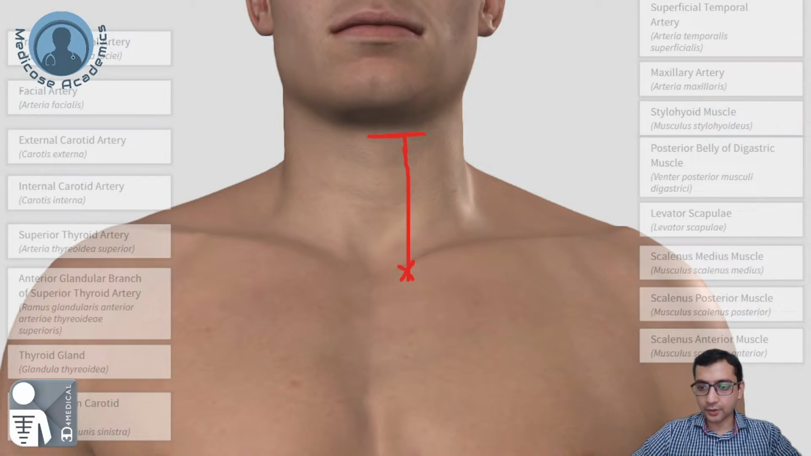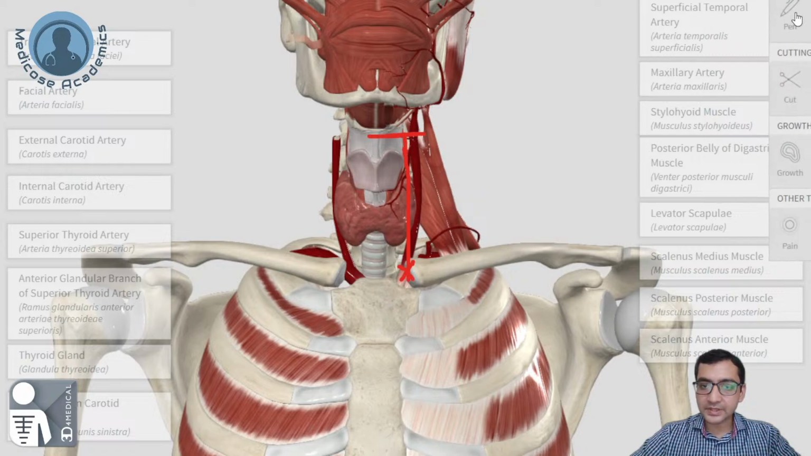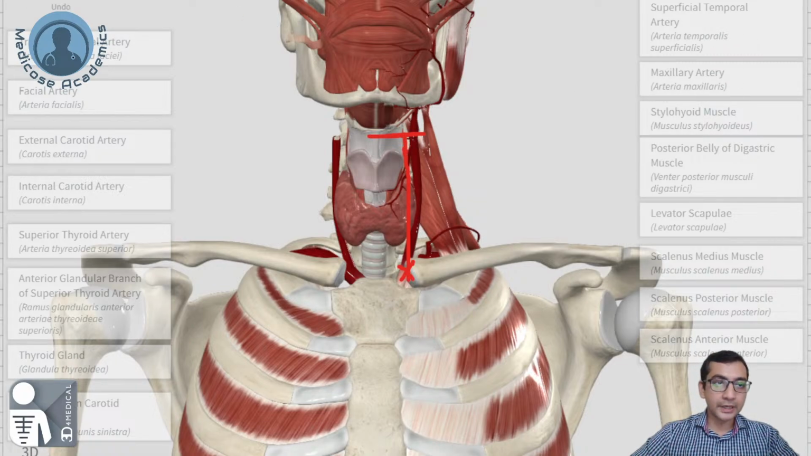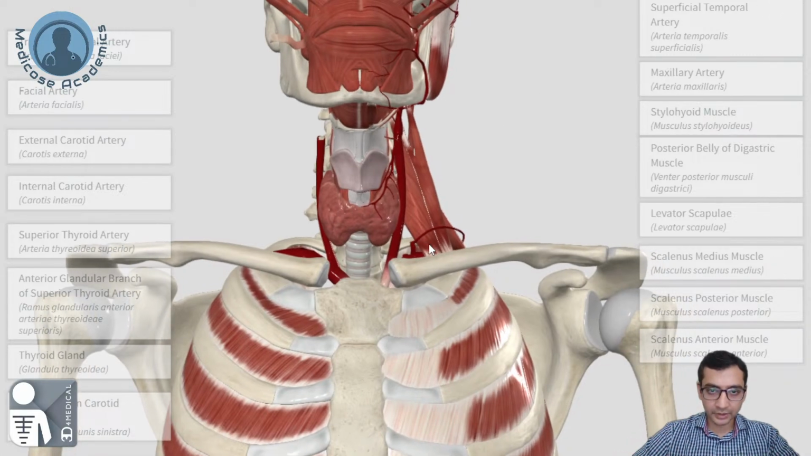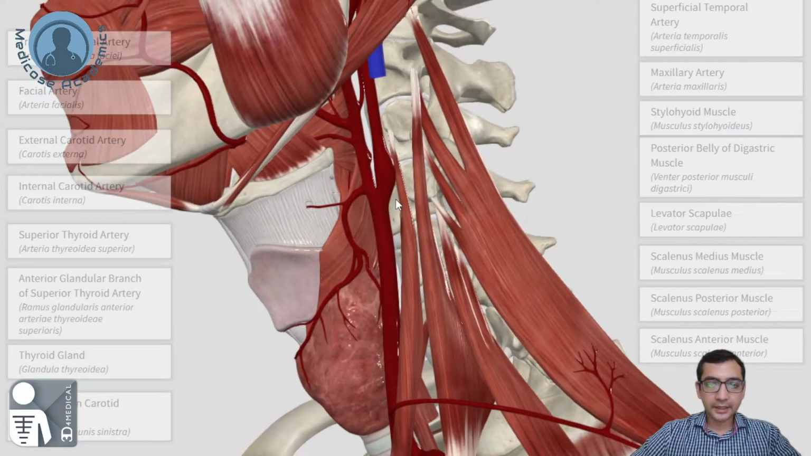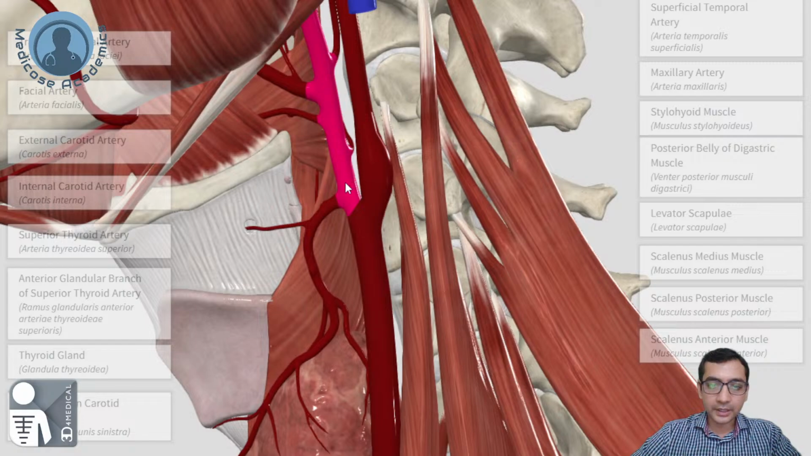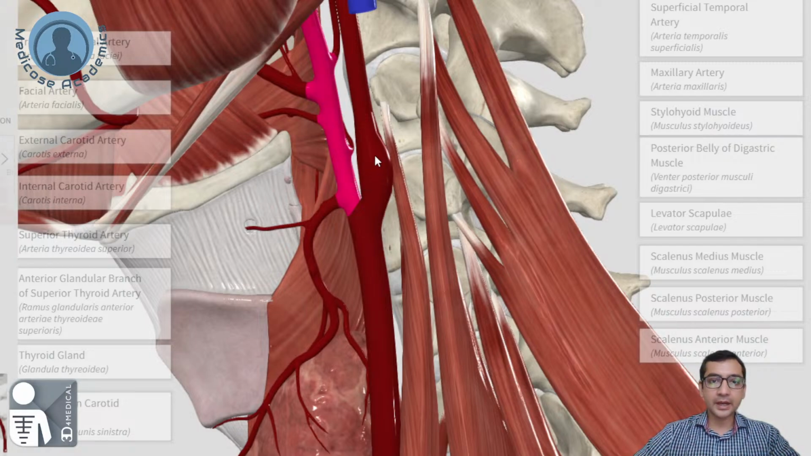Let's try to find out how accurate I was. If we look, you can see that the common carotid artery is behind this. And the interesting thing is that it has a pulsatile nature, so it can help you find out a little variation, the deviation from the normal pathway. Okay, here the common carotid artery is dividing into the external carotid artery and the internal carotid artery.